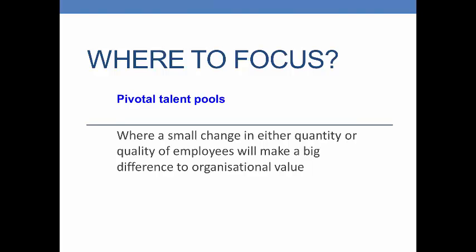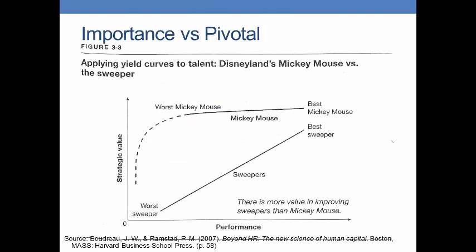To help us identify pivotal talent pools, we first need to introduce the concept of performance yield curves, and we have talked about this before. Here on the slide we have two performance yield curves for two roles at Disneyland theme parks. Using the example of Mickey Mouse and sweeper roles, an example from Boudreau and Ramstad, we can see the impact of changes to performance on strategic value for these two roles.